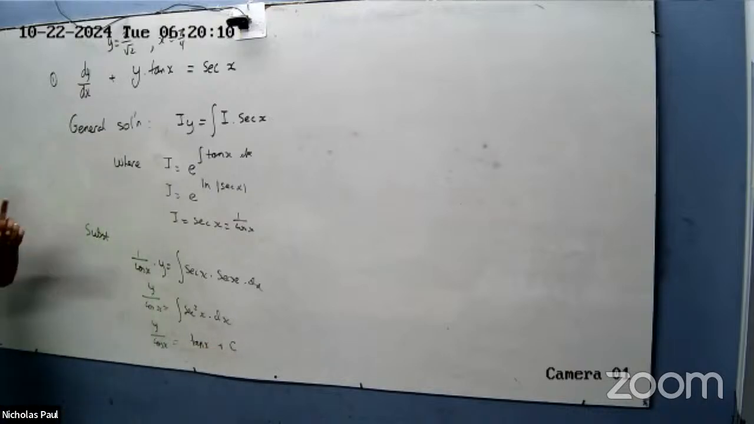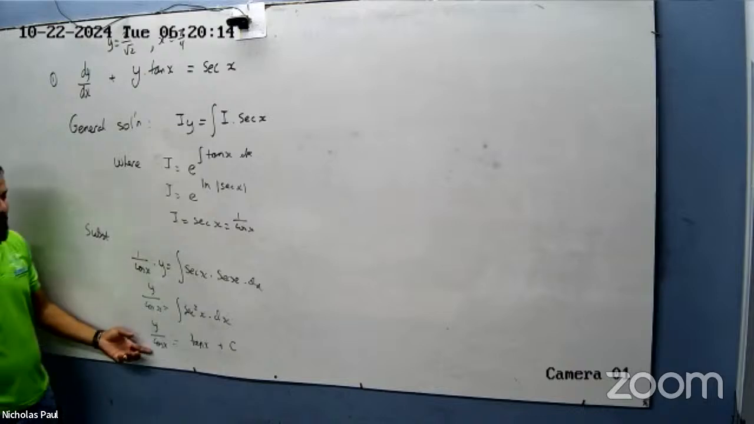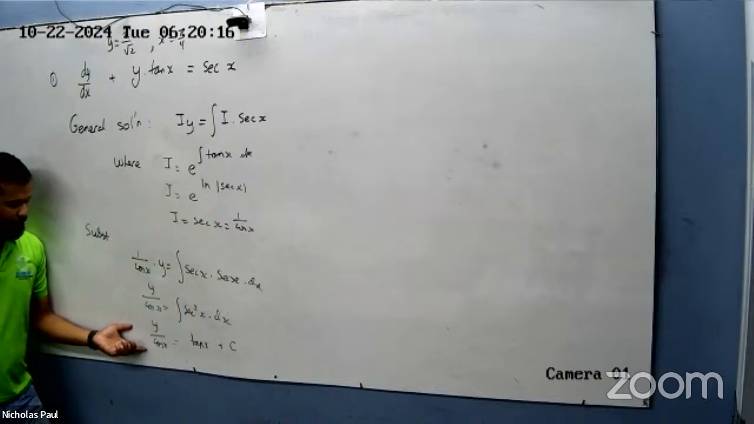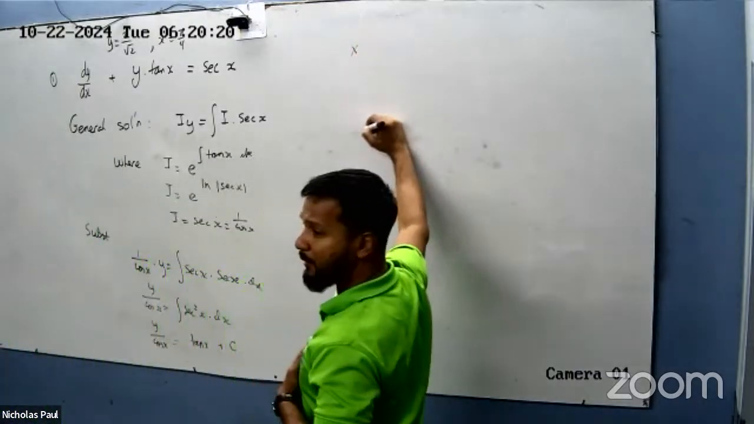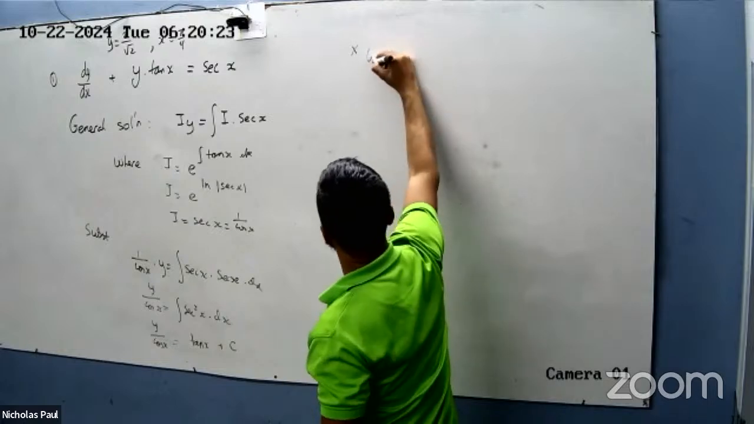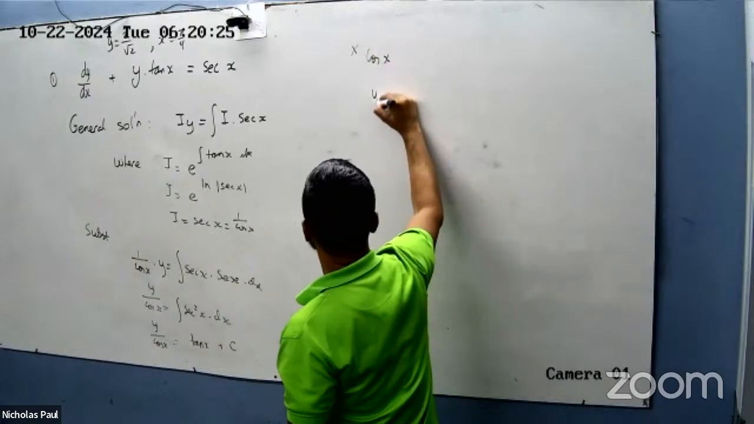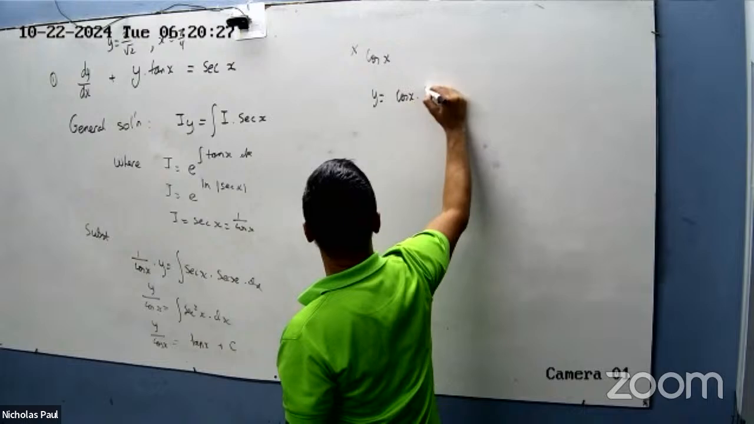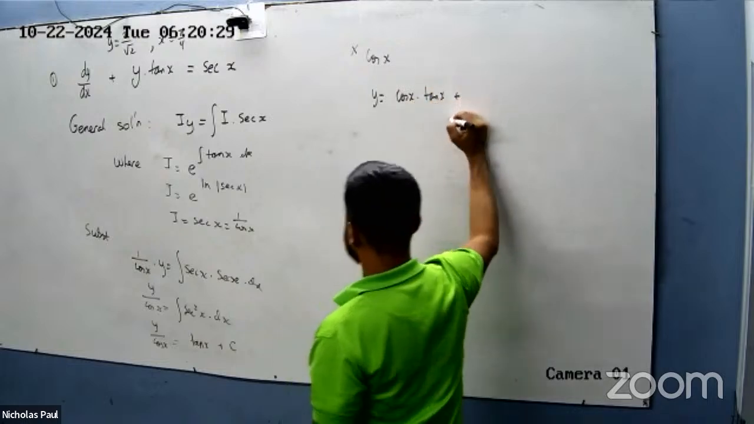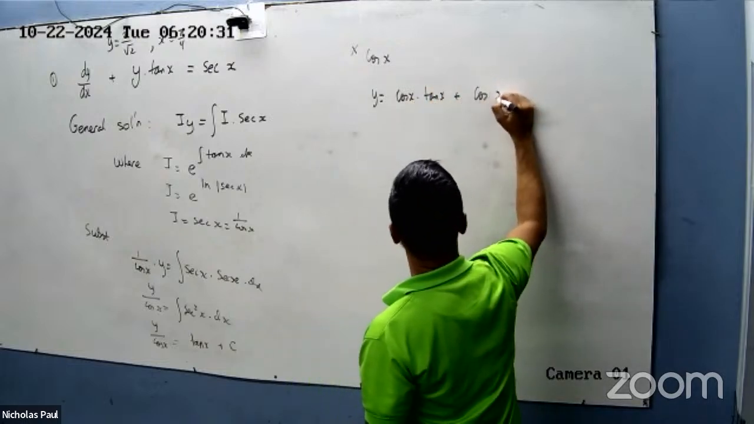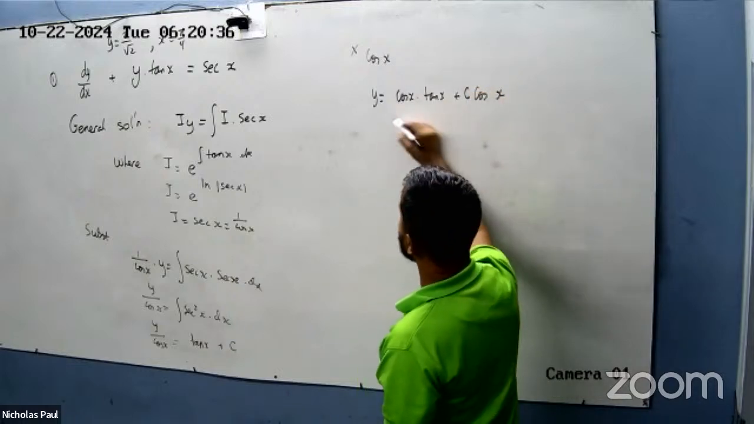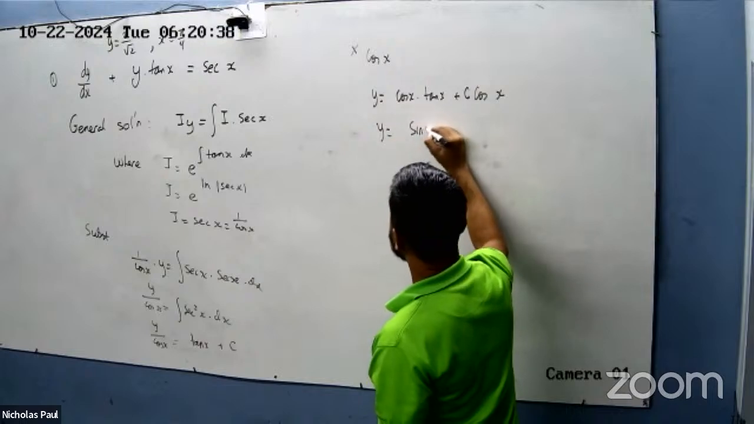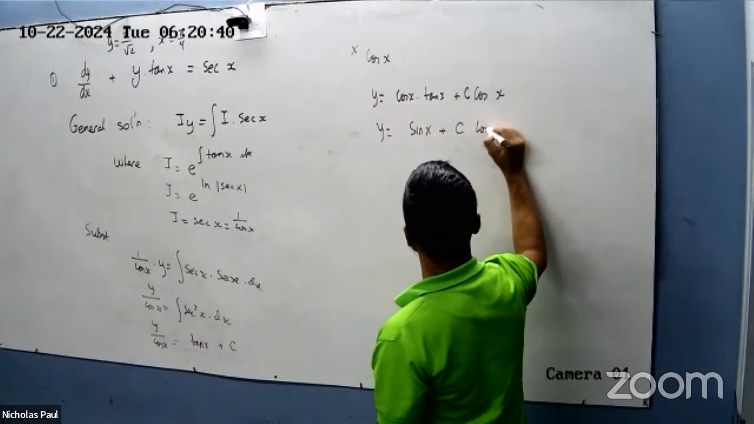And the answer in terms of c, what letter do you use? C or A? See? What do I do now to make it look like the answer? Multiply everything by cos x. So you'll get y is equal to cos x tan x plus cos x times c. What is cos x tan x? Cos will cancel and you will get sin x plus c cos x.